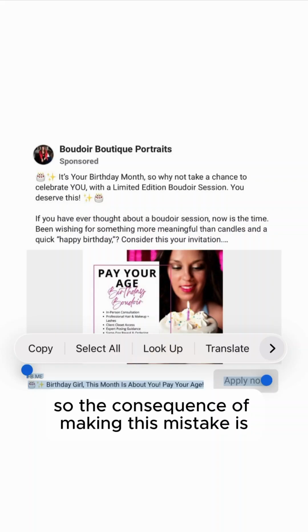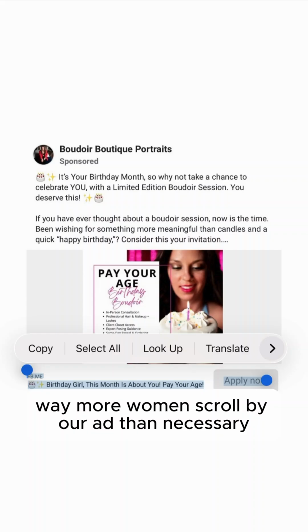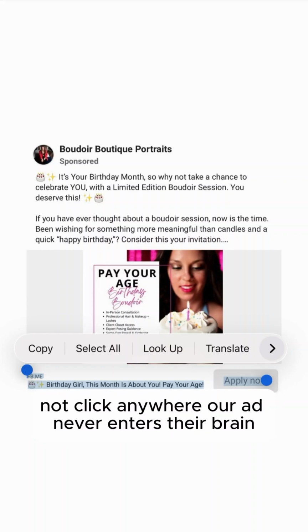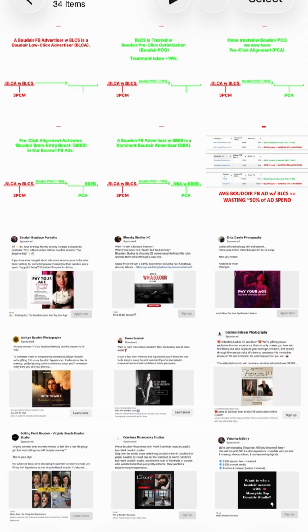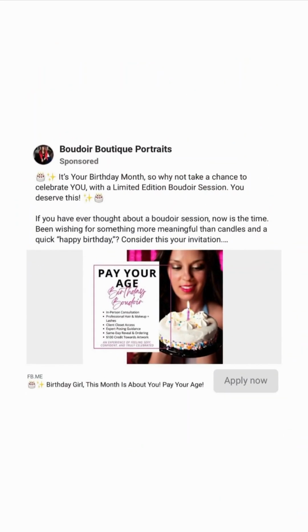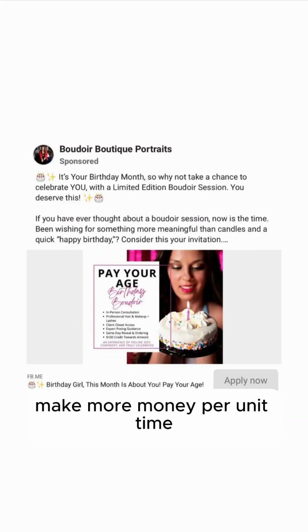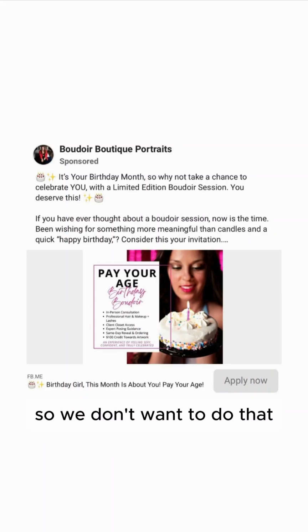So the consequence of making this mistake is that we're going to have way more women scroll by our ad than necessary. Not click anywhere, our ad never enters their brain. Facebook loves this because Facebook's able to serve more ads per unit time, make more money per unit time, but we lose more money per unit time. So we don't want to do that.